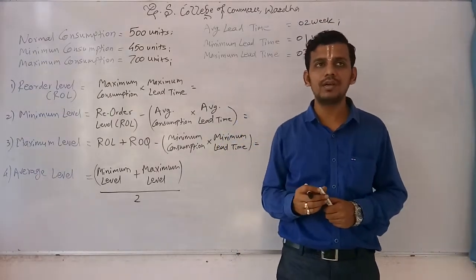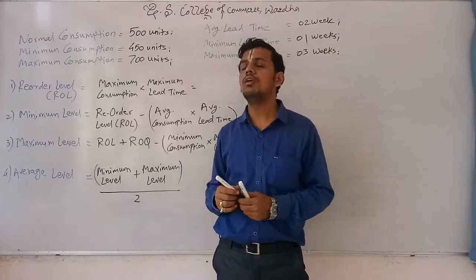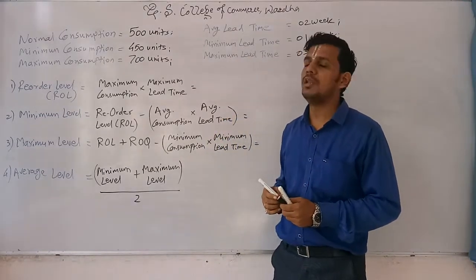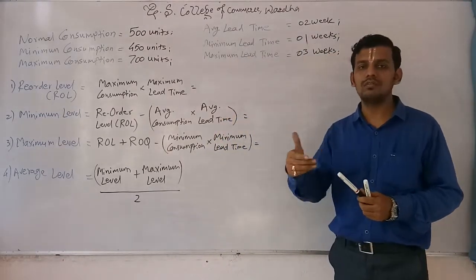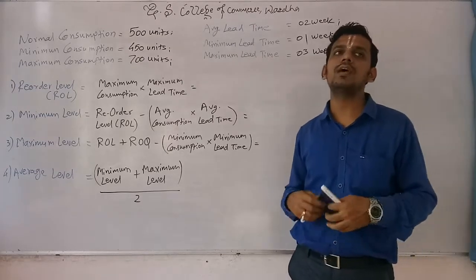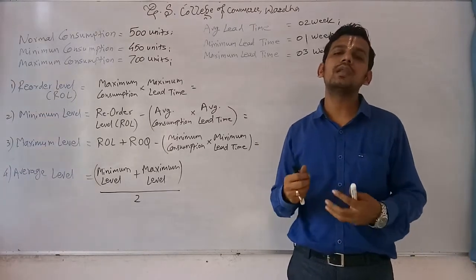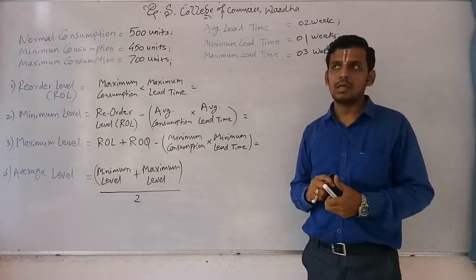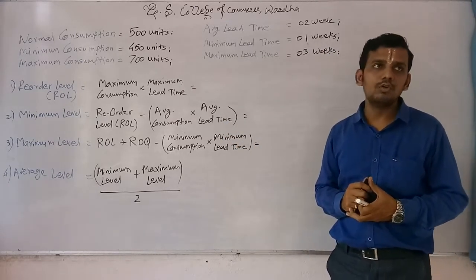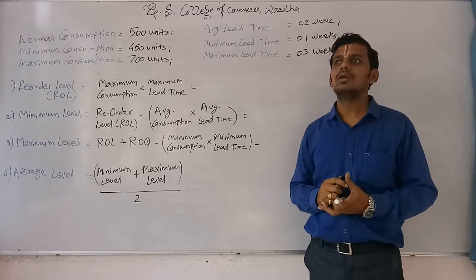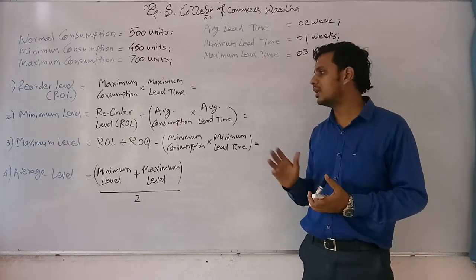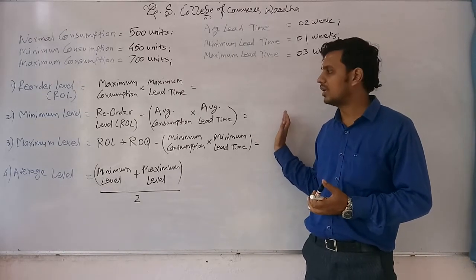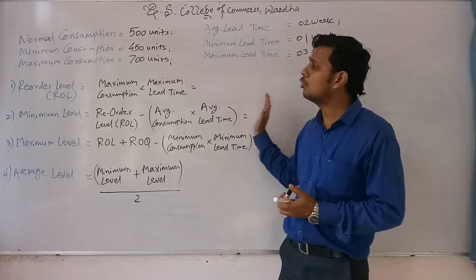In the last video of business finance, we went through the various formulas useful for determining the level of inventory. It was reorder level, then minimum level of stock, maximum level of stock, average level of stock. We also learned how we can calculate average consumption as well as average lead time. We also saw a simple numerical in the last lecture, so that we could understand how the formula works.